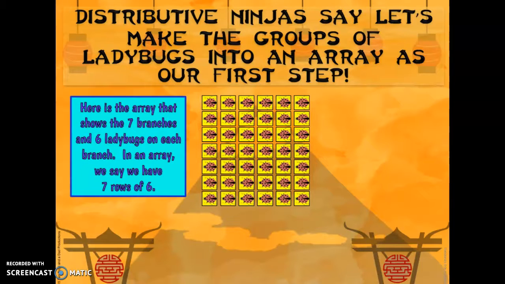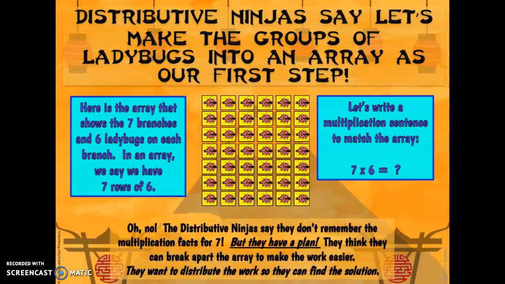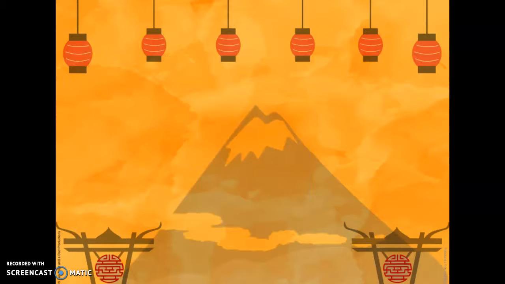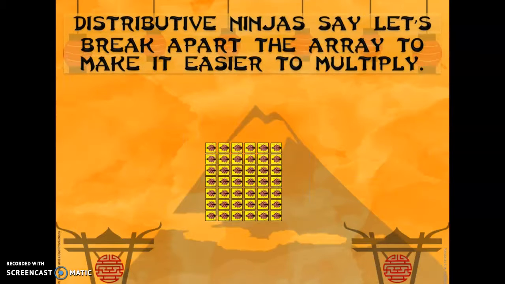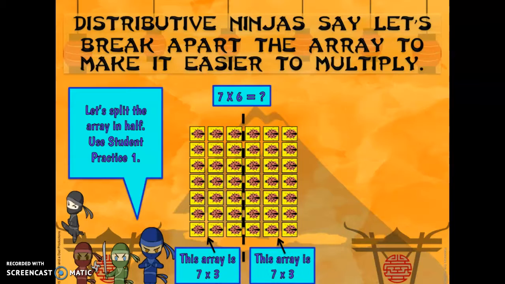So here is the array that shows 7 branches with 6 ladybugs on each. So in an array, we can say we have 7 rows of 6. Let's write a multiplication sentence to match the array. So we've got 7 times 6, but 7s tend to be a little harder for us to memorize. So how could we find that fact without having to memorize that just yet? We're going to be memorizing them, but not yet. So we're going to look at our array. We're going to split it in half. And now we have an array that is 7 times 3 and 7 times 3.